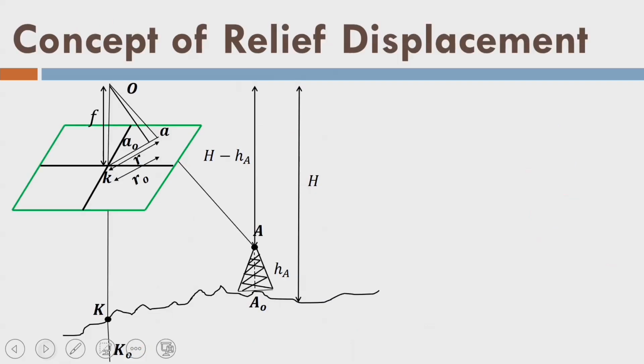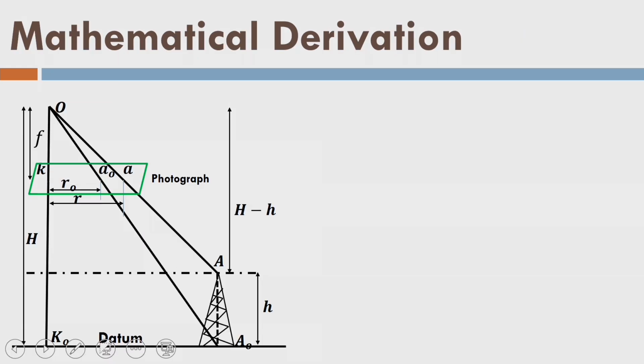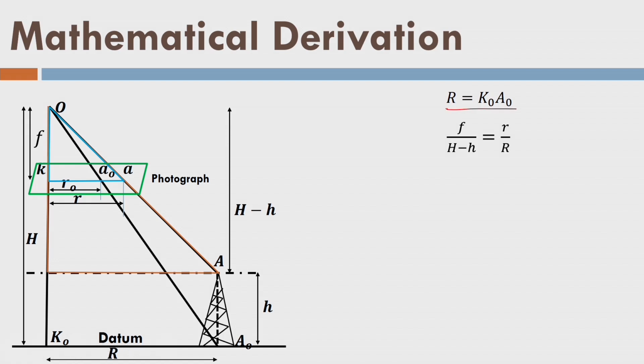Now, let us try to understand the concept again. Let us say there is a tower, and this is one triangle. This distance is r, this is point a0 and this point is a here, and r and r0 are the radial distances from the principal point. If I draw the two similar triangles, you can see here this distance is r and this distance is also r. Now, I want to derive the relief displacement. This is R0 and R as marked here. This distance R is equal to K0A0, where this is K0 here and this A0 here, which is the bottom of the building or the tower. So, K0A0 is the radial distance R.